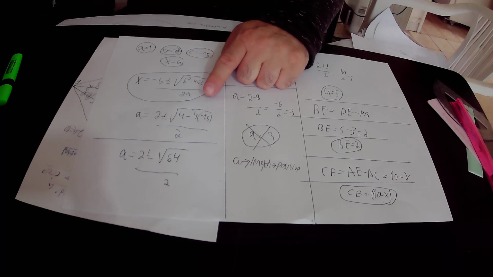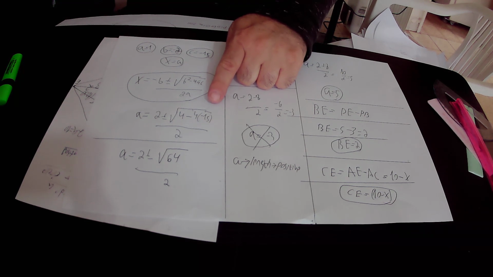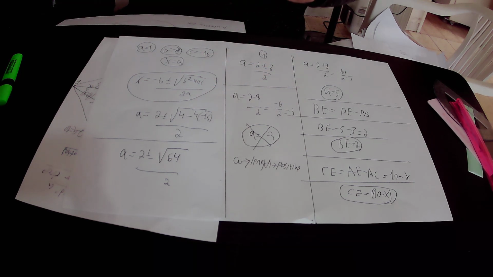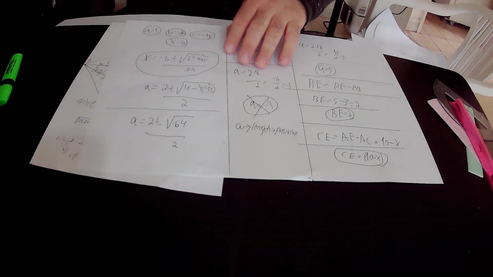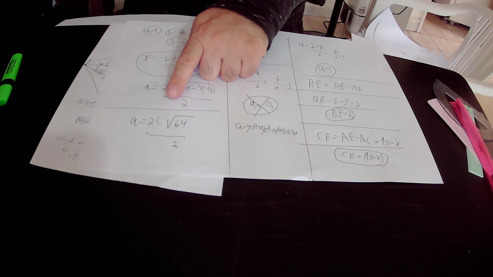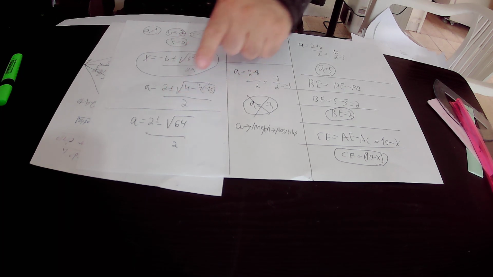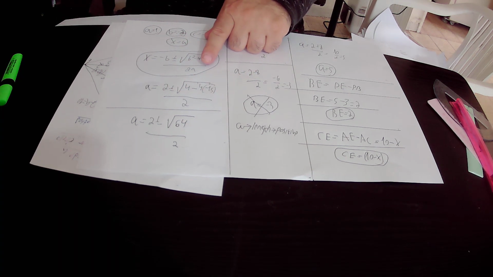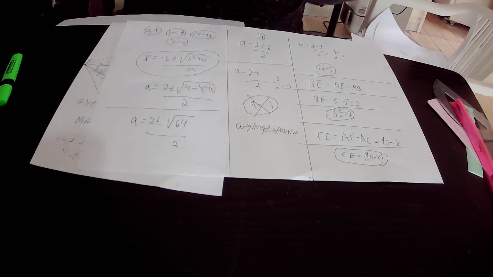b is minus 2, so b squared is minus 2 squared, that is 4, minus 4 times a, which is 1, and c is minus 15, so it is minus 4 times minus 15, over 2a. a is 1, so 2 times 1 is 2. Here we got that a equals 2 plus or minus. Inside the root we have minus 4 times minus 15, which is 60, and 60 plus 4 is 64. So inside the root we are left only with 64, over 2.